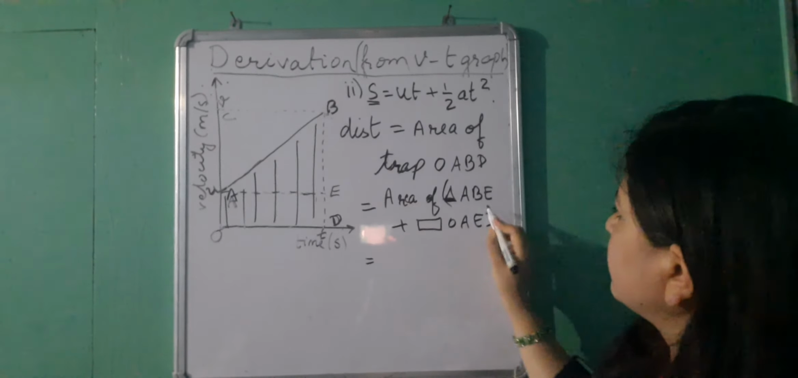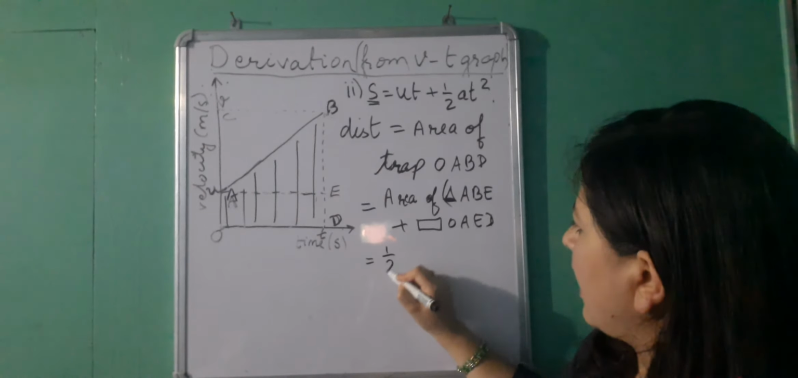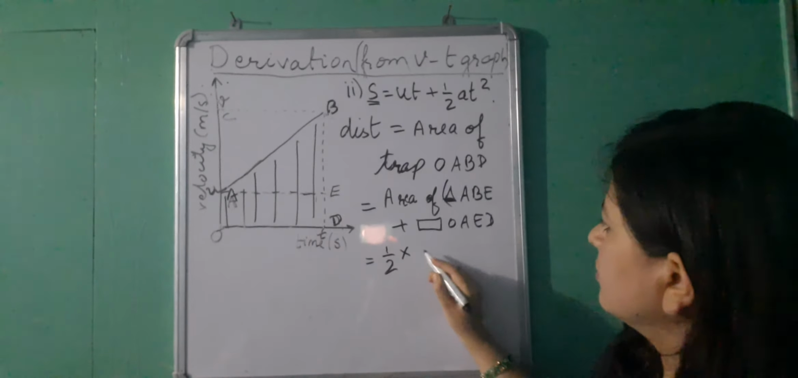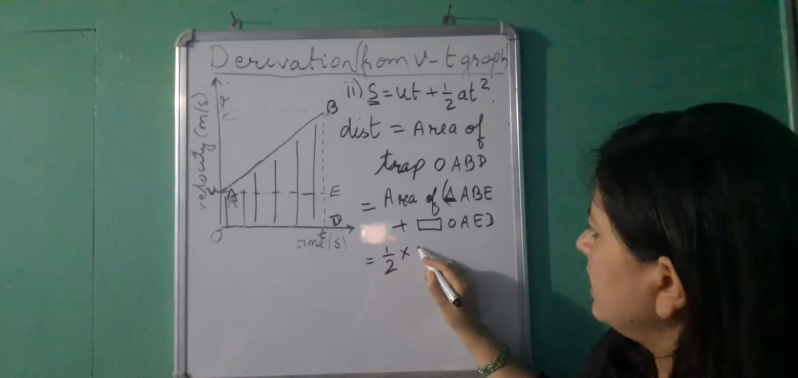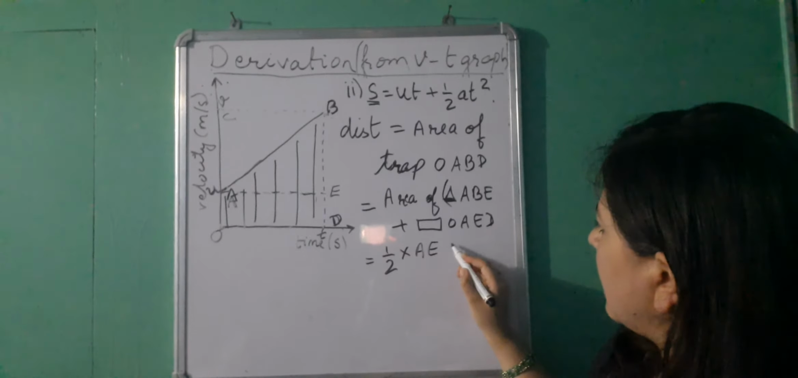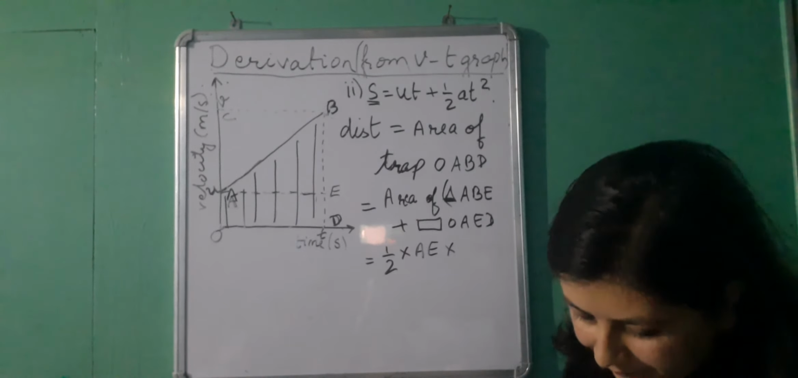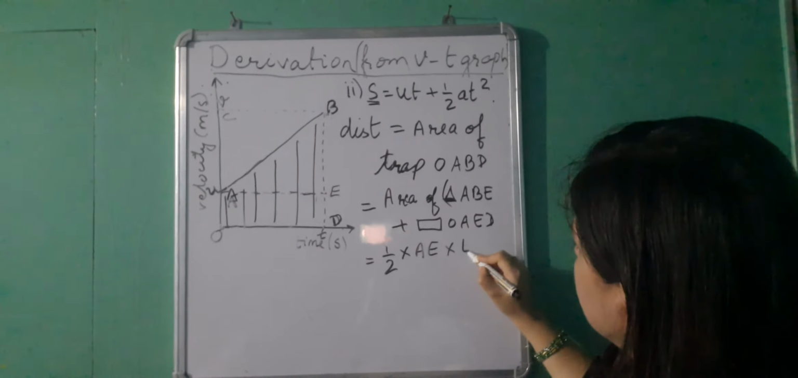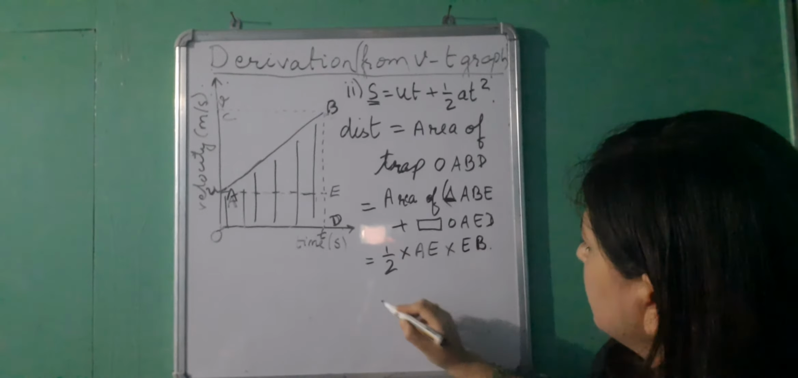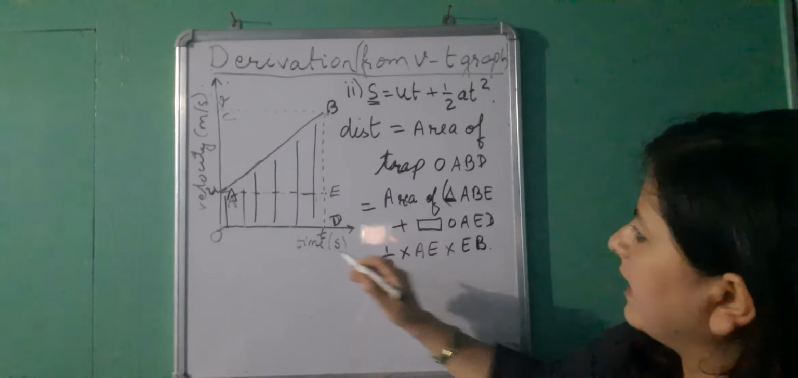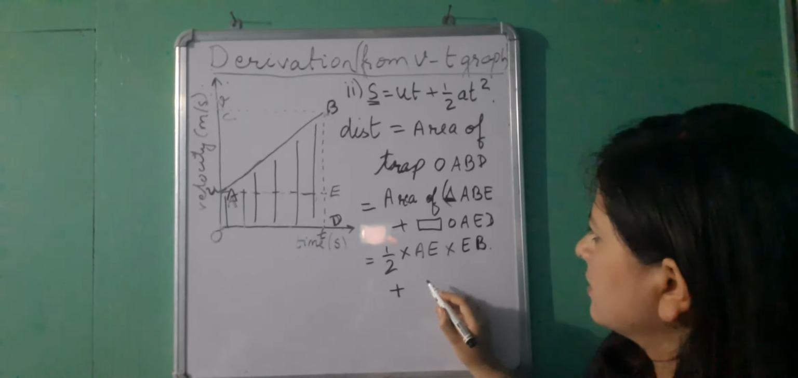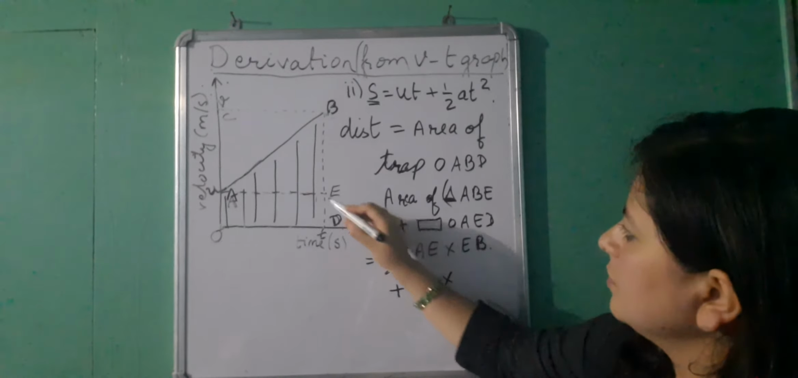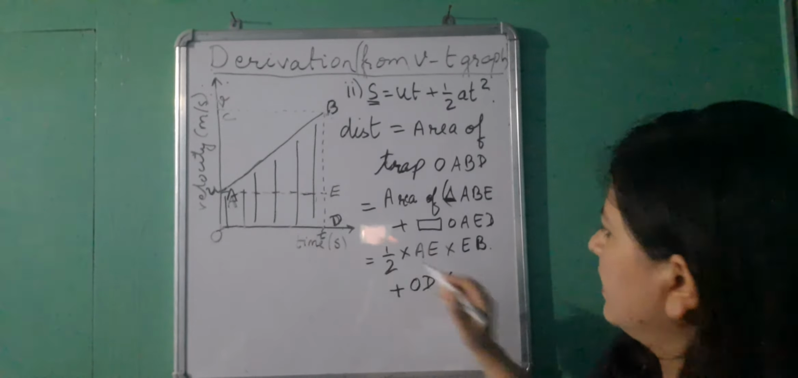Now, area of triangle ABE is nothing but half into base. What is the base of this triangle? It is equal to AE, or I can write OD. Half into base into height, which is EB, plus the area of the rectangle, that is length into breadth. Length is OD or AE. We can write OD, they have the same length, into breadth, that is ED or OA.